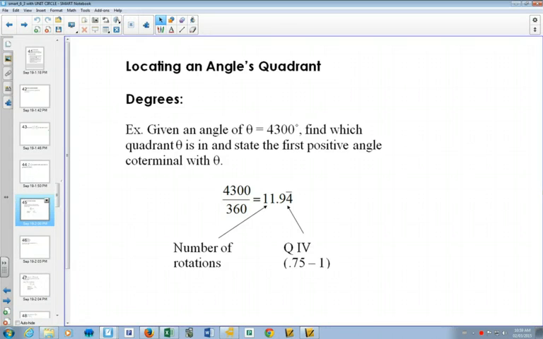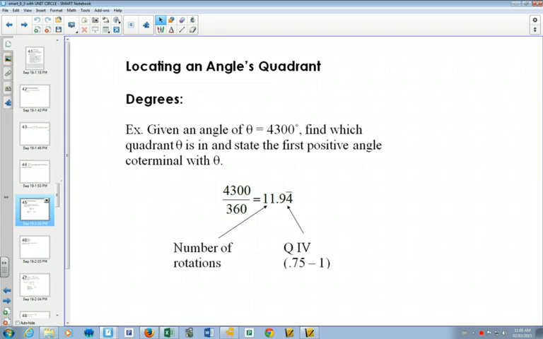So one of the things that's going to help us is if we can find out what quadrant something's in, then we can use the CAST rule to find out if it's positive or negative, if it's sine, cos, or tan. So here we have an angle of 4,300 degrees. We want to find what quadrant it's in, and then find the first positive angle that would be coterminal with it.